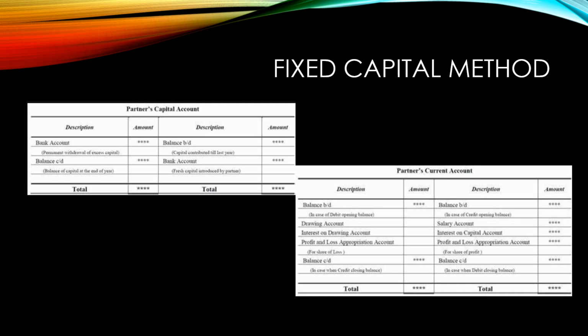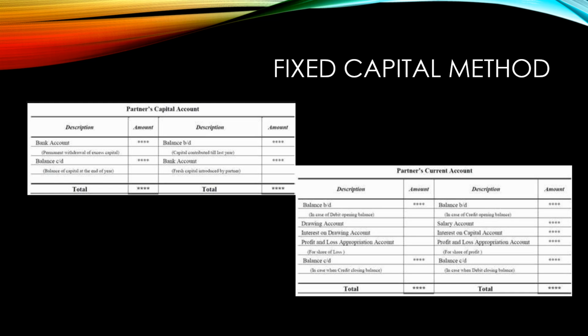Now over here, we have the format of both capital account and current account. In the capital account, you can see under the fixed capital method, when the amount is brought down or when we carry forward the balance of the capital, it is written on the credit side. As we all know, capital account has the credit balance. So the balance when we are bringing it down, it comes to the credit side.